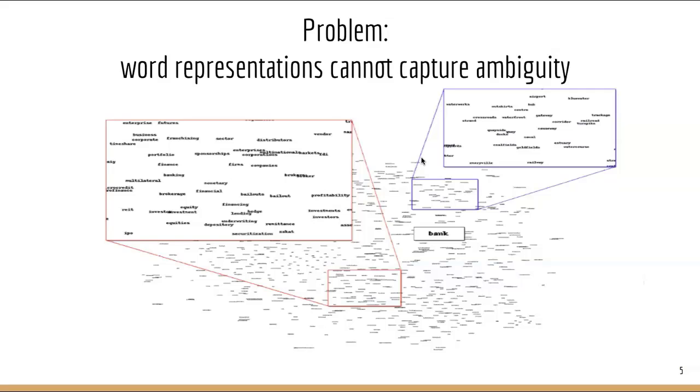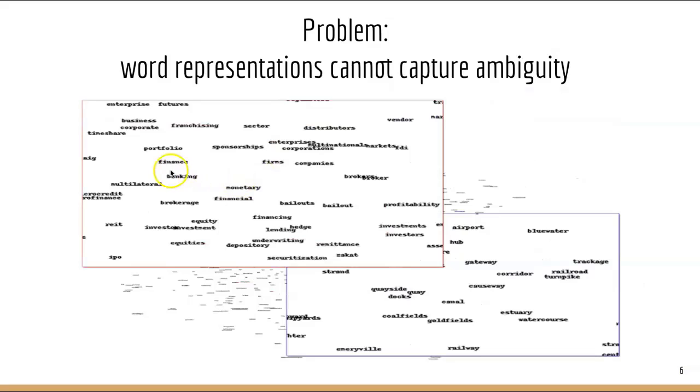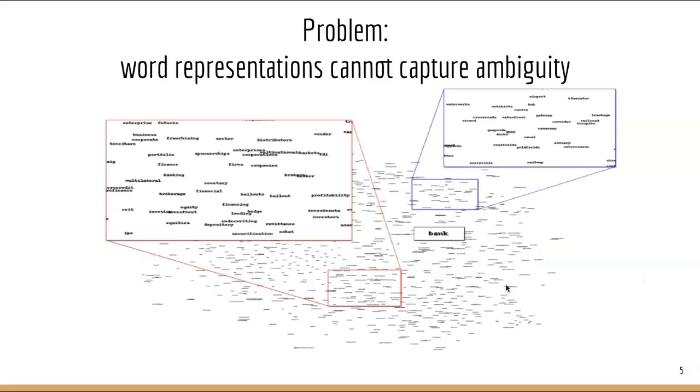So we have here a red cluster and a blue cluster. The red cluster, if we zoom in a bit more, has words like finance, banking, monetary. So clearly we are talking about the financial institution meaning of bank. But on the other side, we have something like canal, quay, blue water. I mean, words that give you an intuition that you are perhaps in the geographical meaning of bank. And if we go back, we see that the word itself, bank, was kind of in between both of them. So it's not in one cluster and not in the other. And obviously this may be problematic, even if you have some kind of representation of the two meanings in your word vector space.